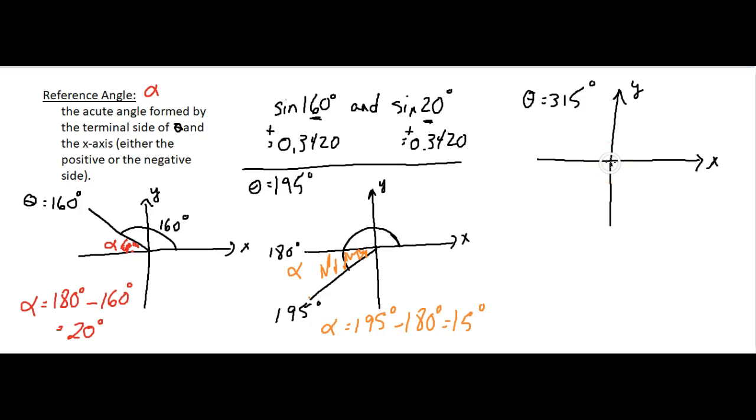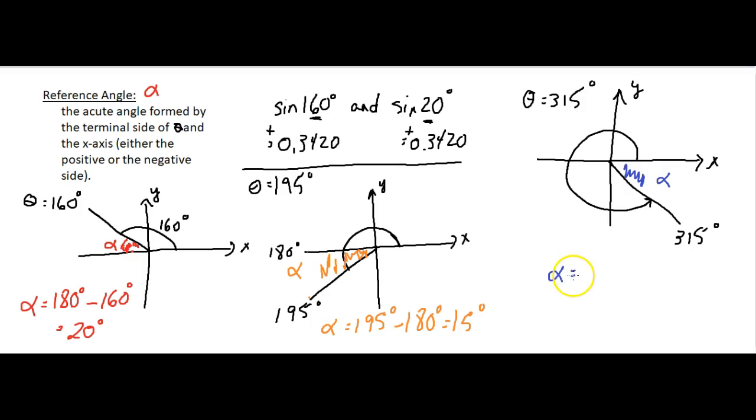Alright, so 315 sits about here, which means I have measured from here all the way around past 270 to stop here. And where is the reference angle? It's formed by the terminal side and the x-axis, the acute angle. So that's in here. Alpha.